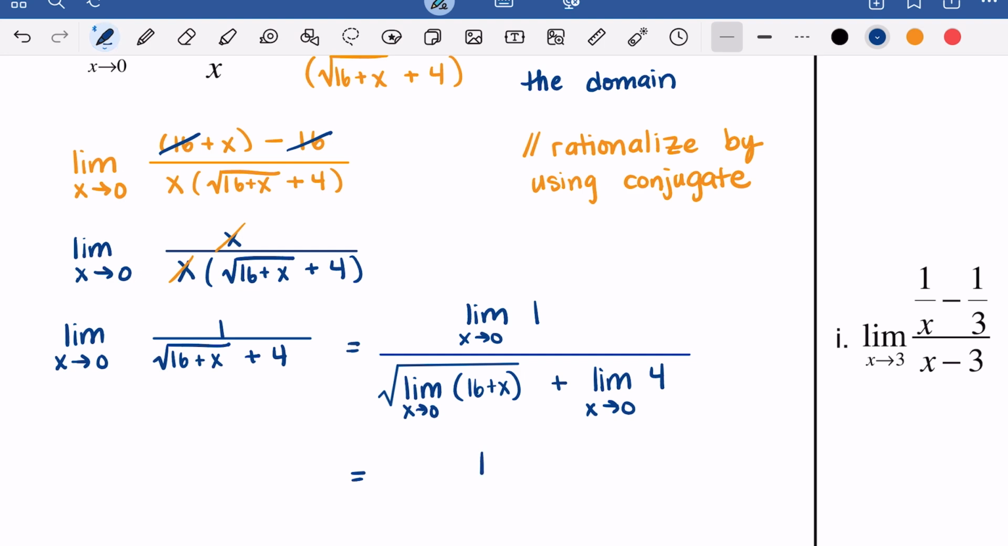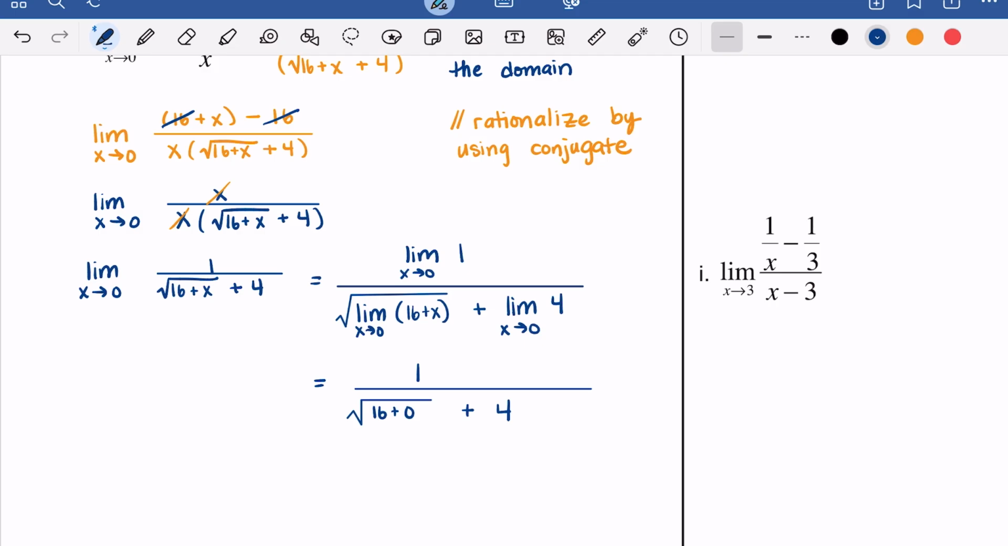So in the numerator, the limit as x approaches 0 of 1 is 1. In the denominator, we get 16 plus 0 as the limit as x approaches 0, and the limit as x approaches 0 of 4 is 4. And we can finish by reducing this. So we get 1 over the square root of 16, which is 4, plus 4, giving us a value of 1 over 8.